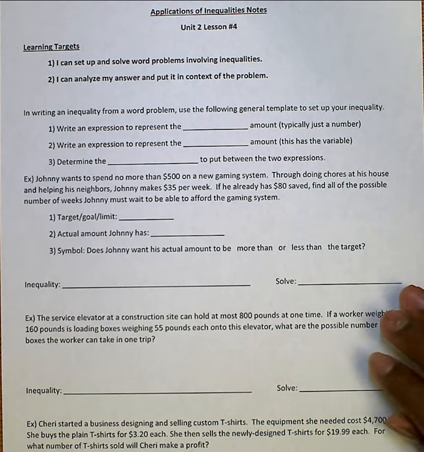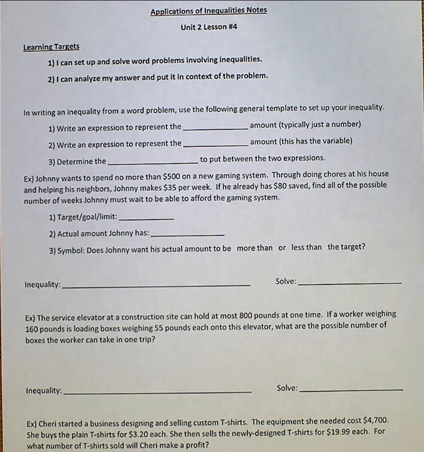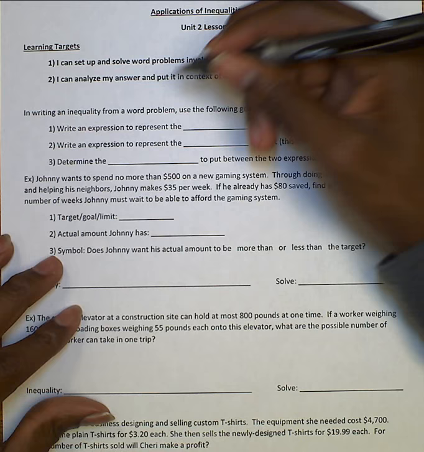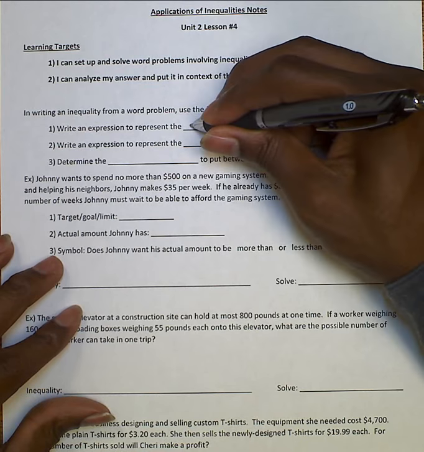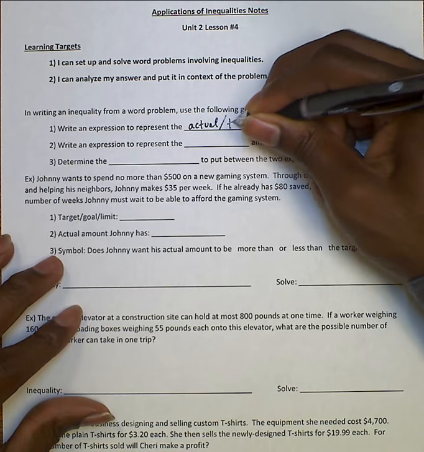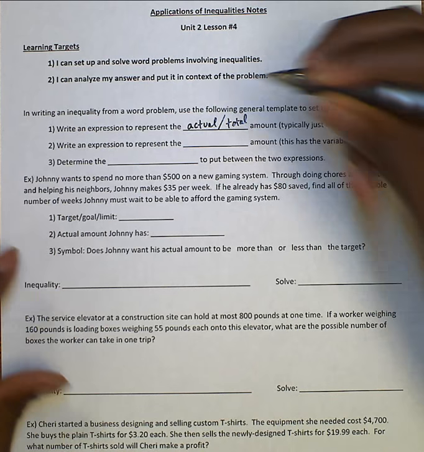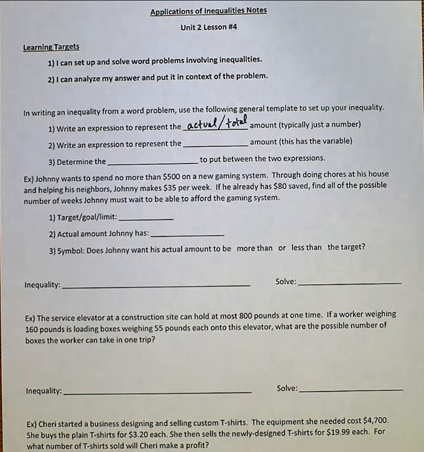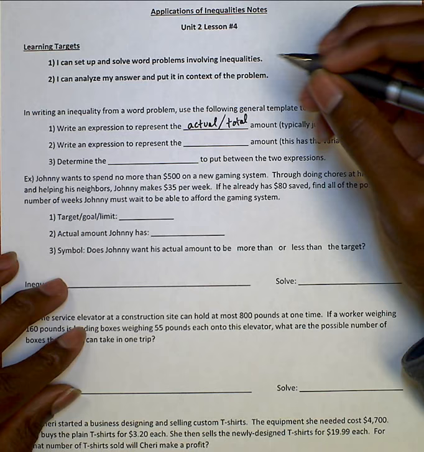Okay, in writing an inequality from a word problem, use the following general template to set up your inequality. Just like we can set up word problems with equations, we can do the same thing with inequalities. Here's basically how I want you to go about setting this up. You're going to write an expression to represent the total amount or actual amount. Say actual, you can say total. It'll mean the same thing when we see what was happening. And then on the other side, write an expression to represent the, I'll just say, algebraic amount.